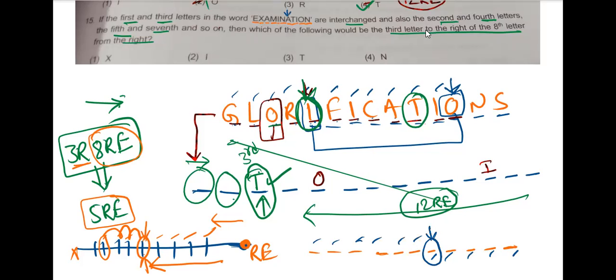Is there any seventh letter interchange? Yes, sir, fifth and seventh. Second and fourth are interchanging, and fifth and seventh are interchanging. The fifth will interchange with the seventh letter. Means this one will interchange with this one. Yes, I and A. If both of them are interchanged, then in place of A, it will be I. Then our answer is I, because we need that location only. Okay, sir.